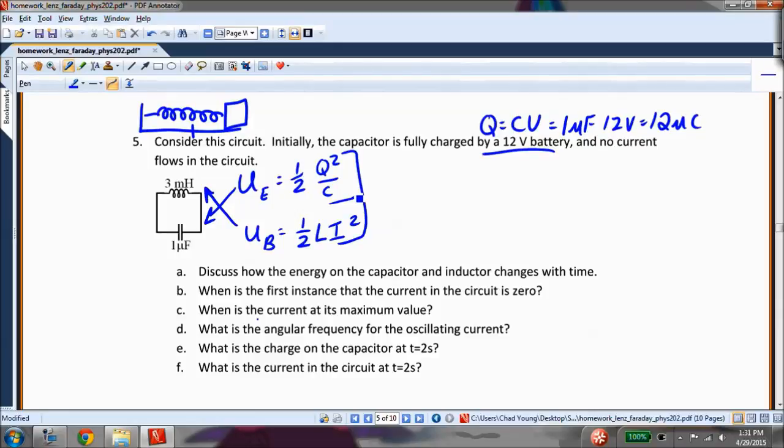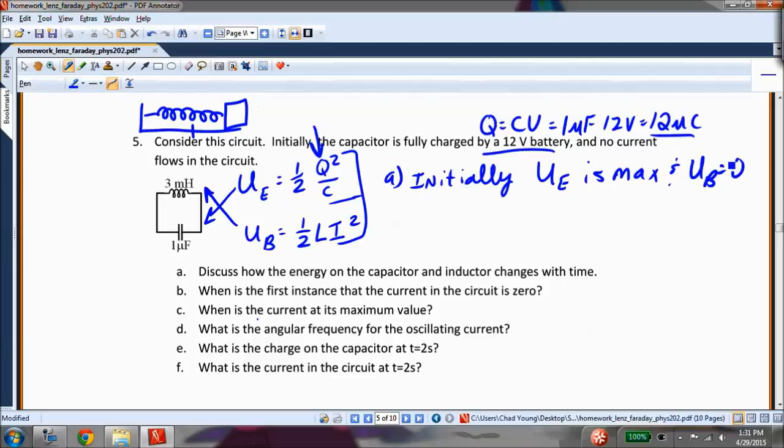So initially, for this part A, at t equals 0, all of the energy is stored in the electric field. I know that because the charge is at its maximum. I have this maximum value. So initially, UE is maximum, and UB equals 0. UB equals 0 initially because the current equals 0. And then as time goes on, those trade back and forth.